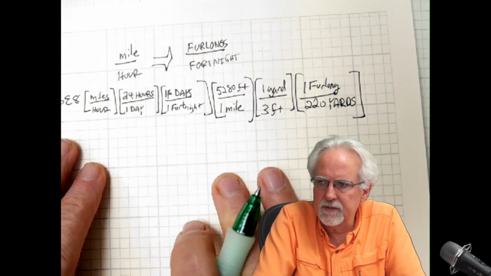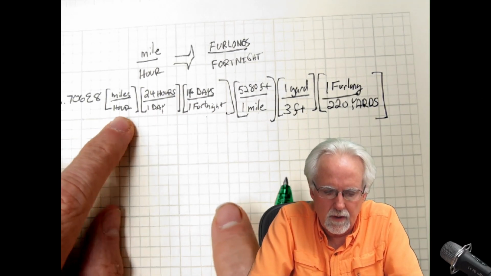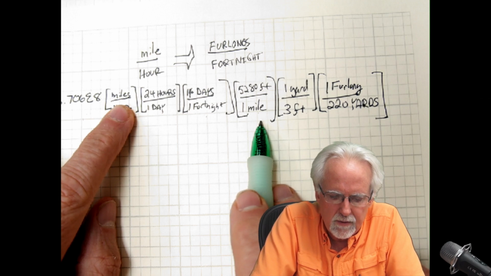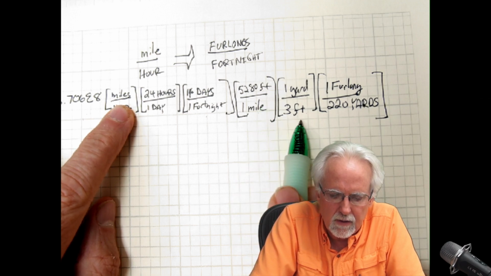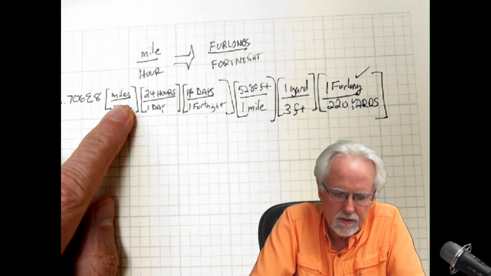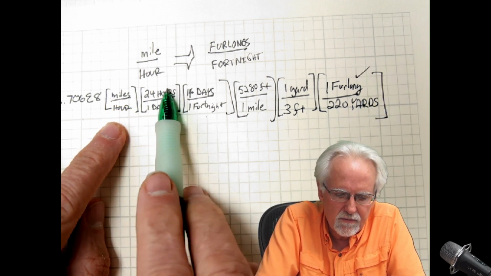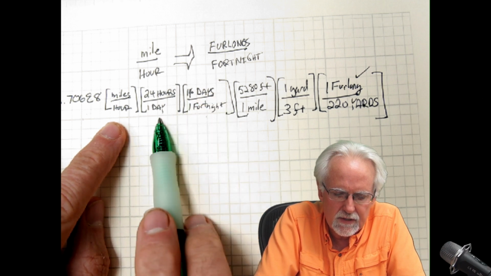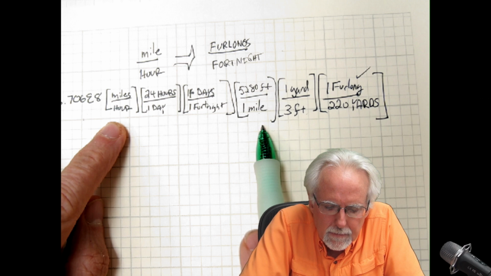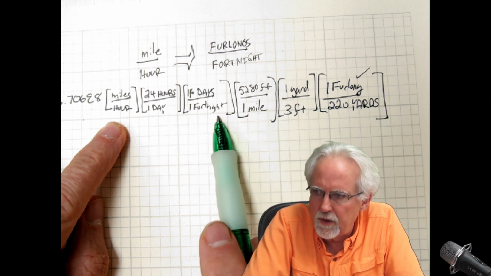Okay, now let's look at this. Miles over miles makes 1. Feet over feet makes 1. Yards over yards makes 1. I am in furlongs. And then hours over hours makes 1, days over days makes 1, and I am left with per fortnight.